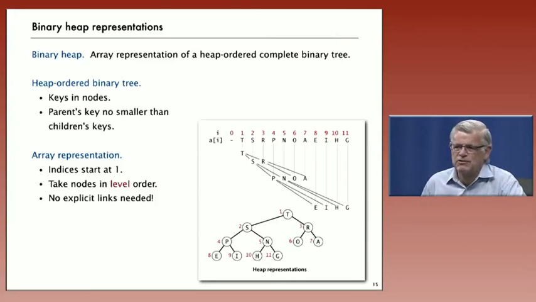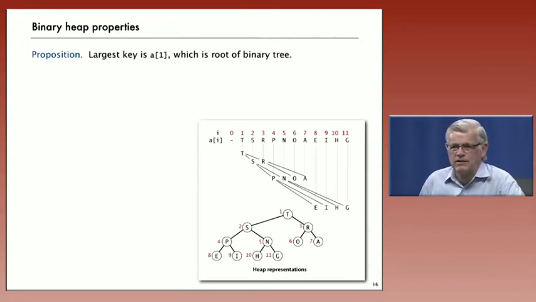This is interesting because we can draw the tree to get more intuition about what's happening, but in the actual data structure representation, we don't need any links at all. It's just an array. The way that we move around the tree is by doing arithmetic on the indices. So let's look at a few properties of binary heaps. That's complete binary trees represented in an array with keys in the nodes satisfying the heap order property.